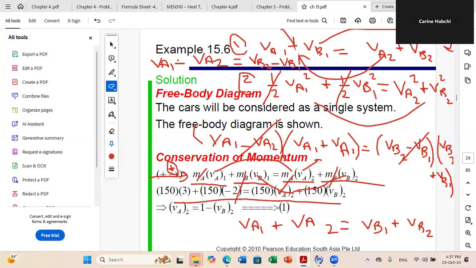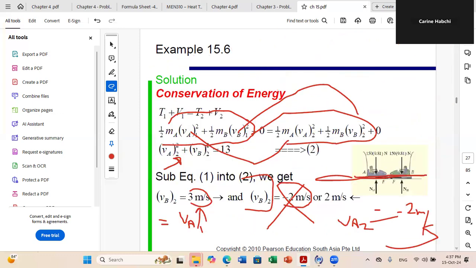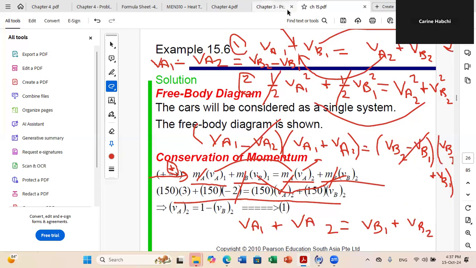Okay, and you can transform your system now. Instead of having a second degree equation, you have a set of two linear equations. All you have to do is take VB1 to this side and VA2 to the other side. You will get that VA1 minus VB1 is equal to VB2 minus VA2. Okay. And now if you add the two equations 1 and 2, what will happen?